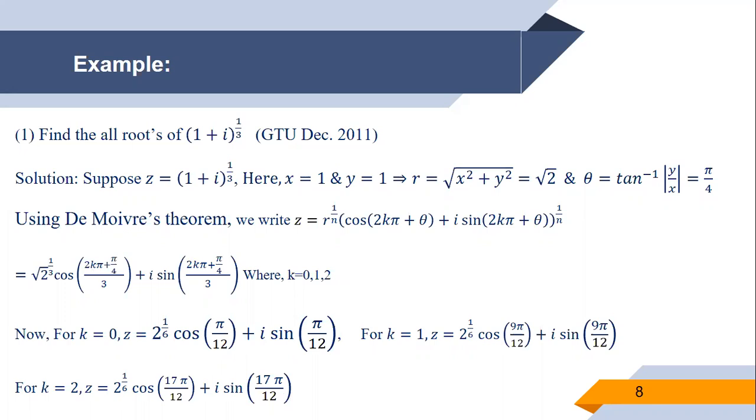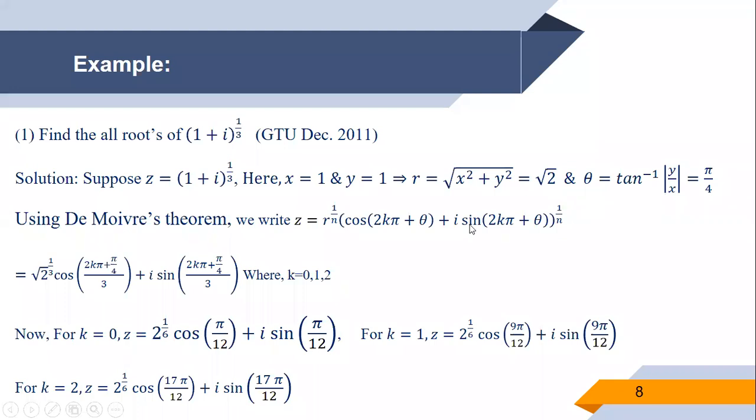We find the value of x, we find the value of y, and then using the formula r is equal to square root of x square plus y square, we find the modulus of the complex number, that means r. We find the value of theta, and then we input r and theta in the formula: z is equal to r raised to 1 upon n, cos((2k pi plus theta)/n) plus i sin((2k pi plus theta)/n). So in this formula we input r, theta, and n.